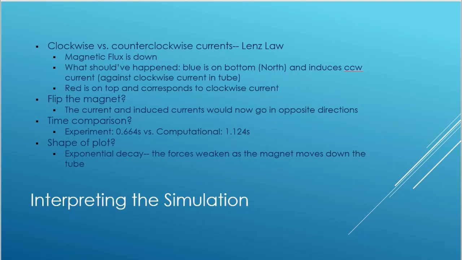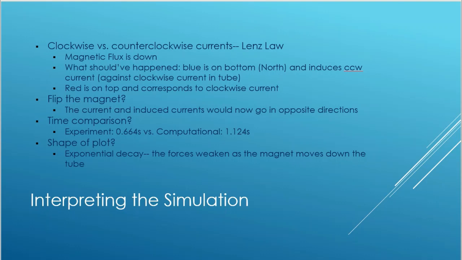The clockwise versus counterclockwise currents. The magnetic flux is down, and since blue is on the bottom, it induces a counterclockwise current against the clockwise current in the tube. Red is on top and corresponds to clockwise current. Since blue is on the bottom and I know that it's the north end of the magnet, I can use my right hand rule to determine the counterclockwise and clockwise correlations between red and blue.